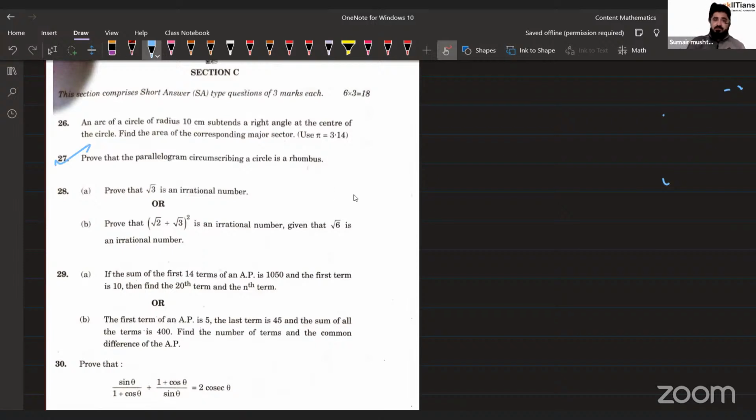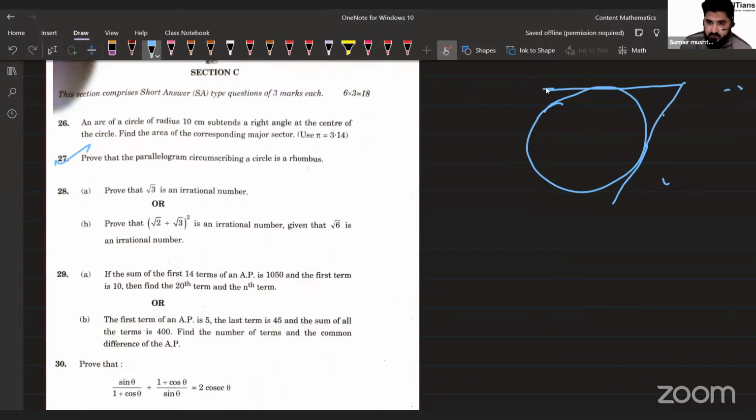A parallelogram that is circumscribed about a circle is a rhombus. How to do this? Prove that the parallelogram circumscribing the circle is a rhombus. Let us suppose this is a circle and the parallelogram is circumscribing the circle.